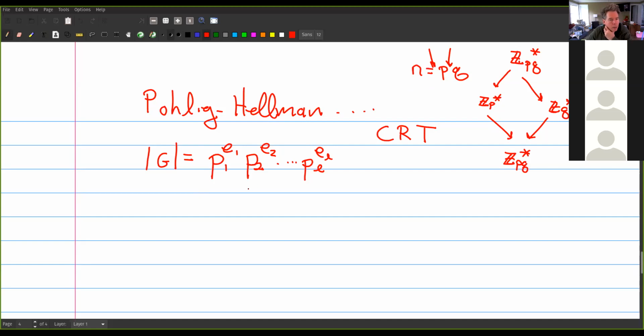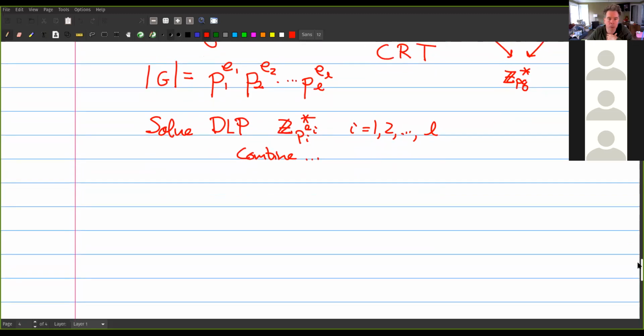And so the basic idea is that you solve the discrete logarithm problem in Z p_i^e_i star for i equals 1 up to L, and you can do that pretty quickly, and then combine those results somehow to get back to a solution to the discrete logarithm problem in the original group.